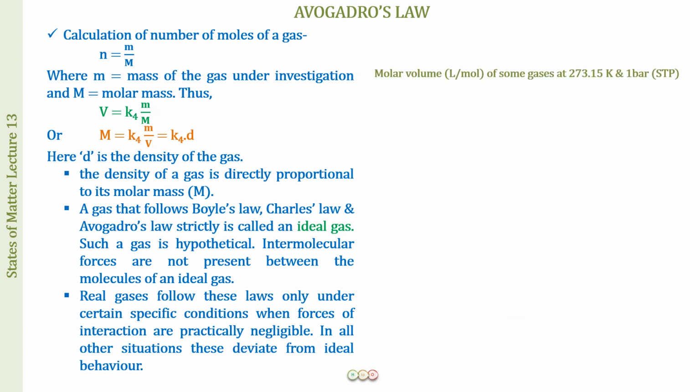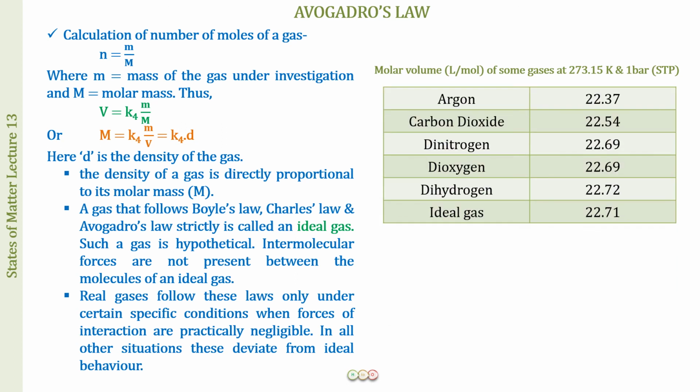So if you look at the data of some gases, their molar volume at STP, that is 273.15 Kelvin or 0 degrees Celsius and 1 bar pressure, you will see that argon has a volume of 22.37, carbon dioxide 22.54, dinitrogen, that is N2 gas, 22.69, oxygen gas 22.69, hydrogen gas 22.72, whereas for the ideal gas the volume is 22.71 liters.